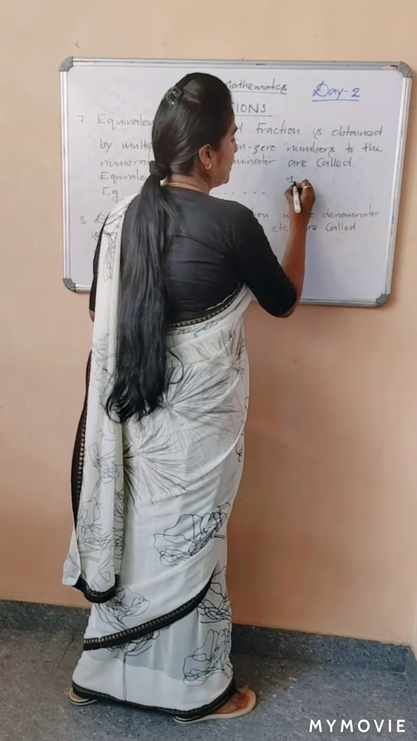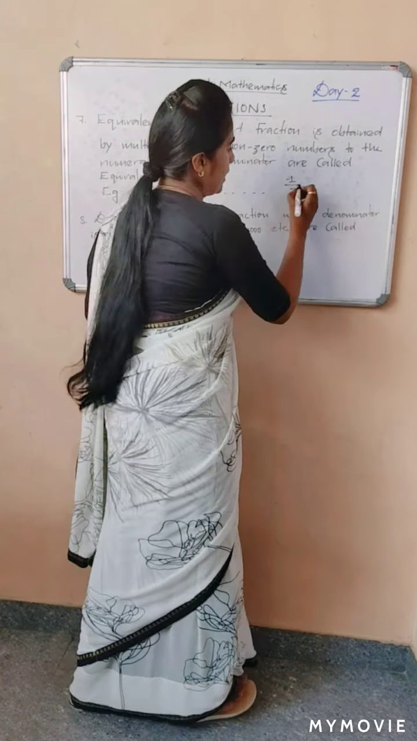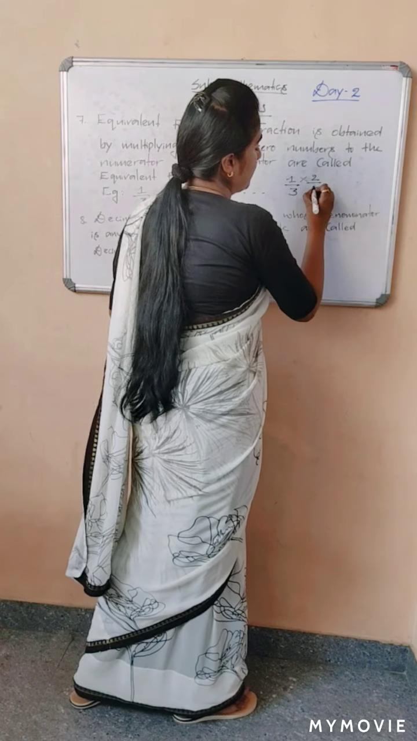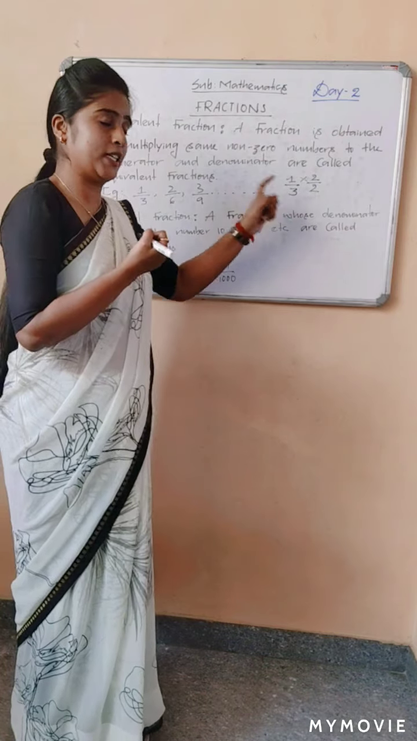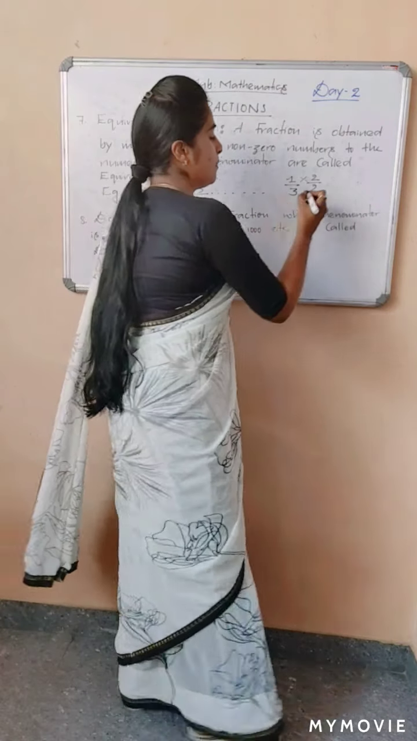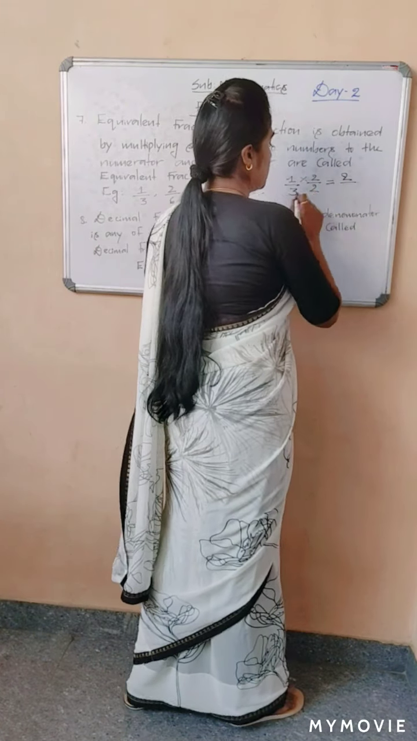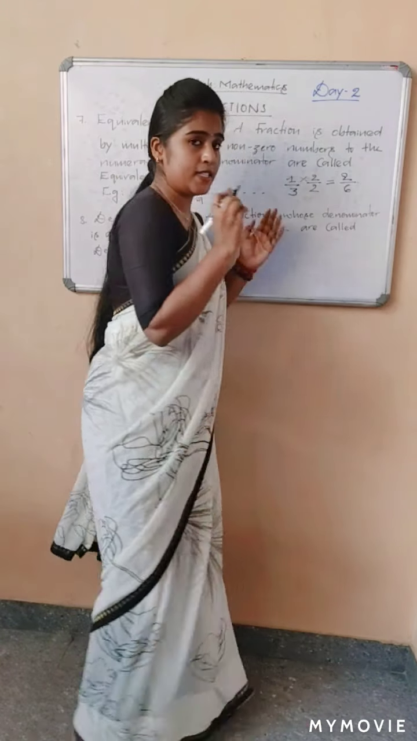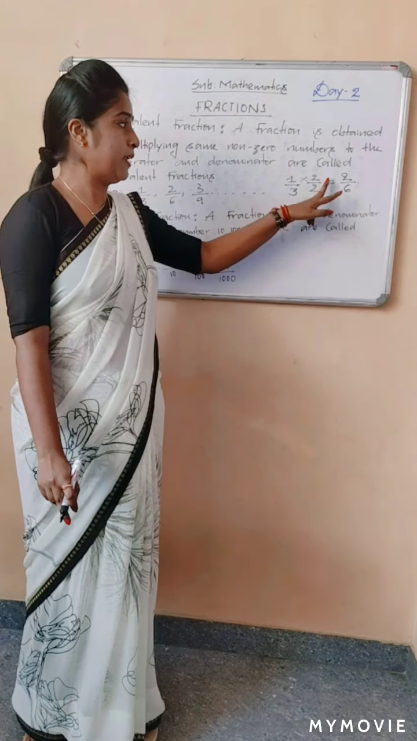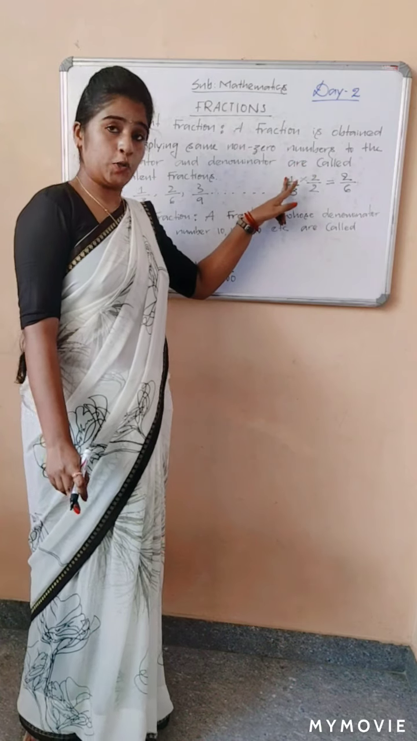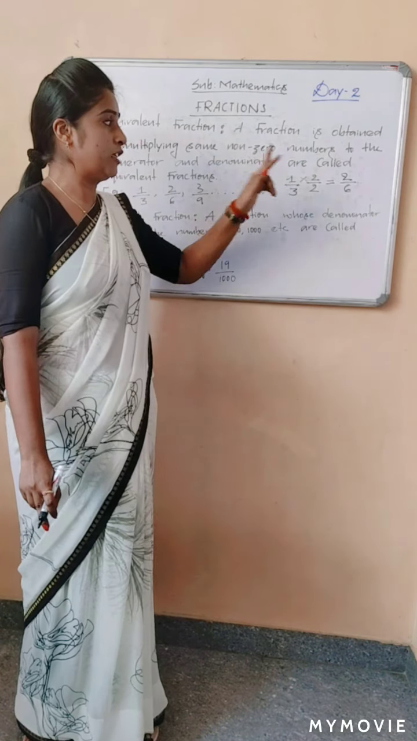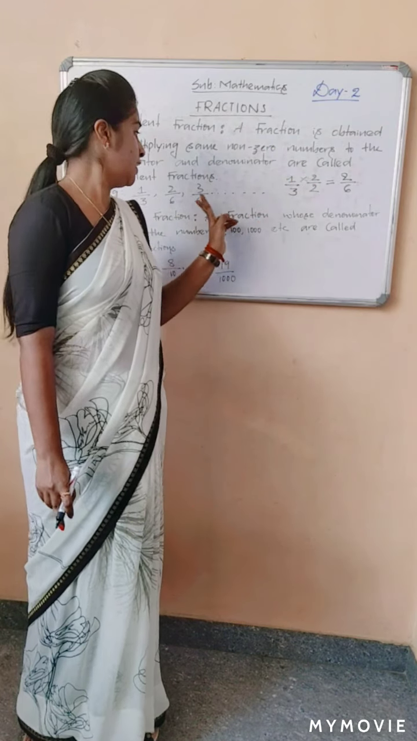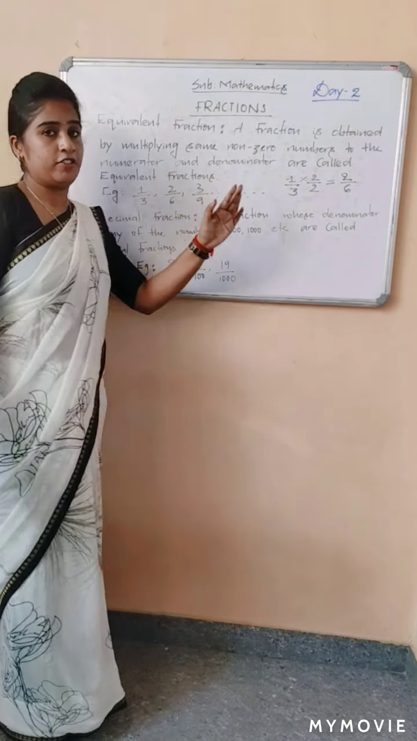Suppose for 1 by 3, I multiply by 2 by 2. I have already told you that the same non-zero number should be multiplied to both the numerator as well as the denominator. So what will it become? 2 ones are 2, 3 twos are 6. In the same way, if you multiply by 3 to the numerator, the same number 3 should be multiplied to the denominator also. At that time what will it become? 3 ones are 3, 3 threes are 9. So these are said to be equivalent fractions.